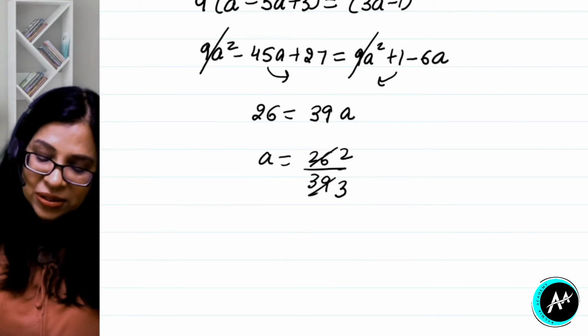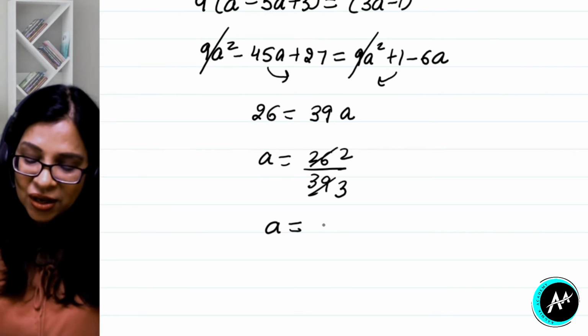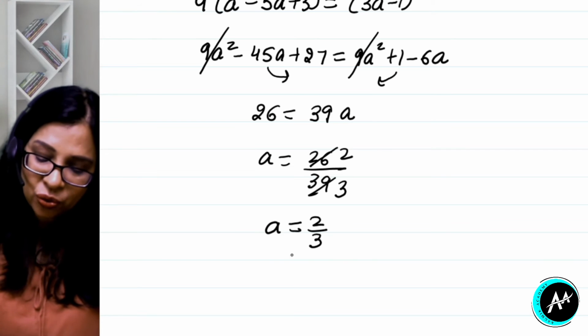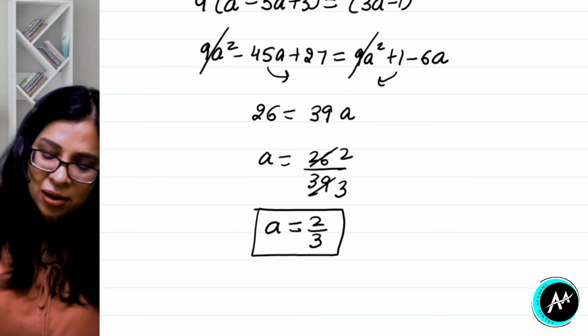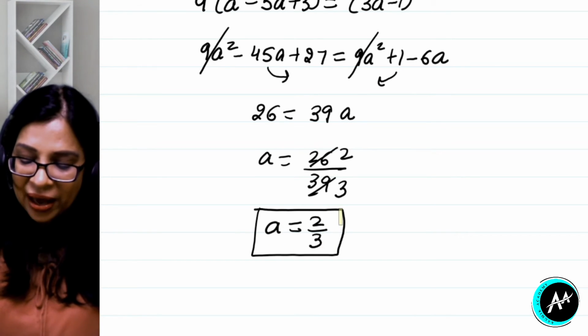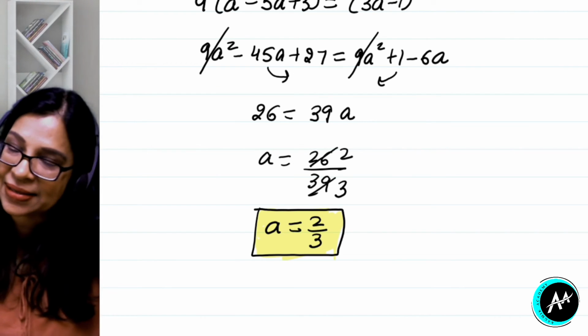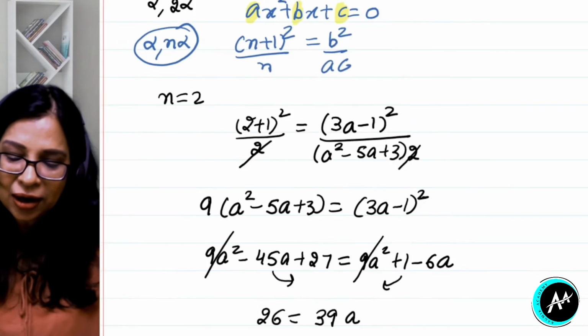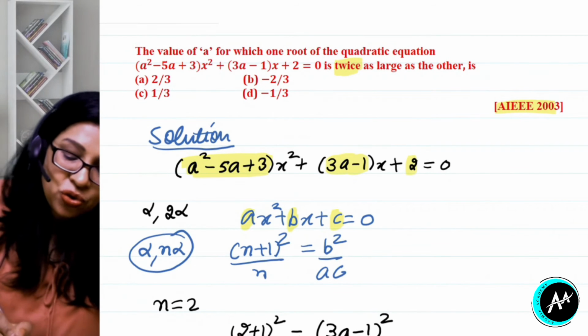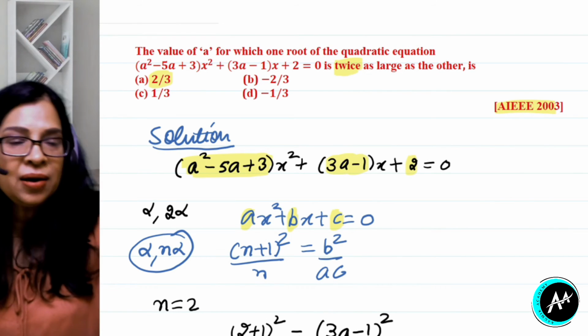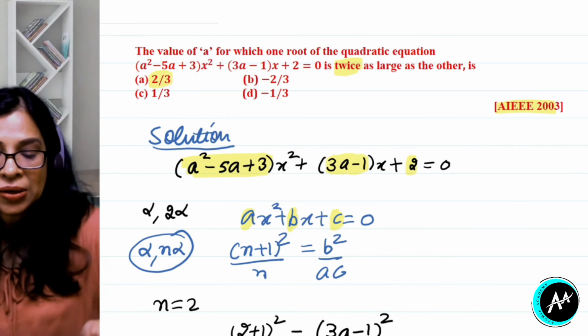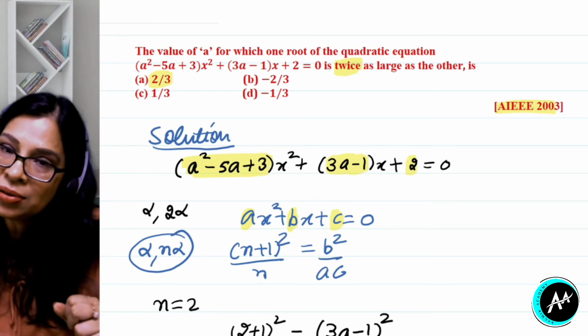So this shows that the value of a is equal to 2 by 3. Okay, so this is the final answer. They were asking us the value of a if one root of the equation is twice as large as the other. Let's see the answer now. Let's check. You can see option A will be correct. Got it? So that is how we can use the direct results.